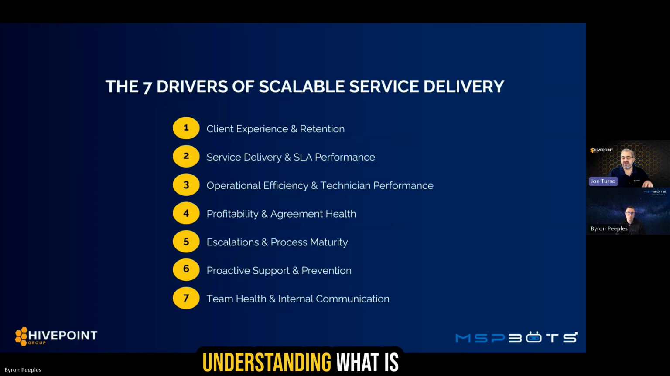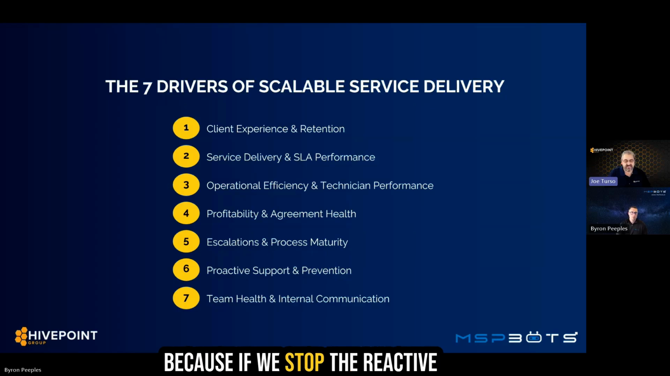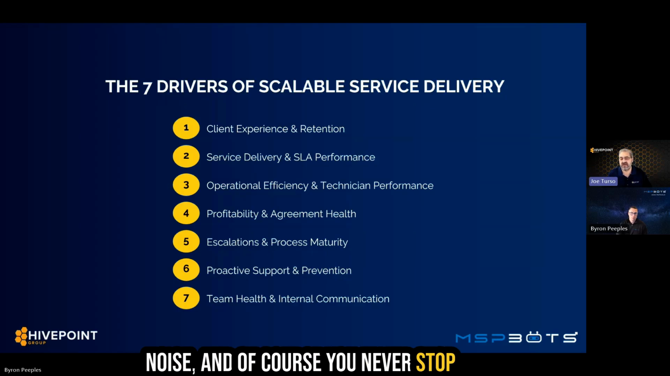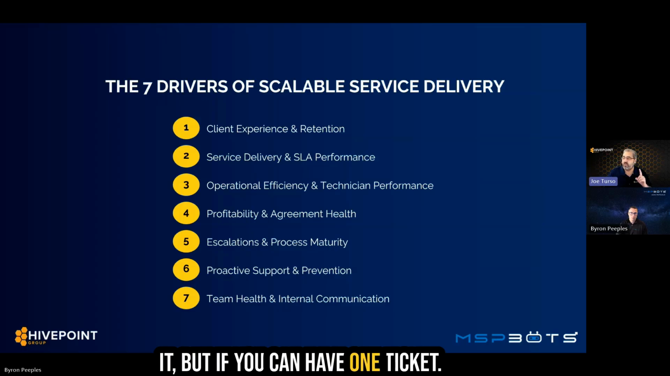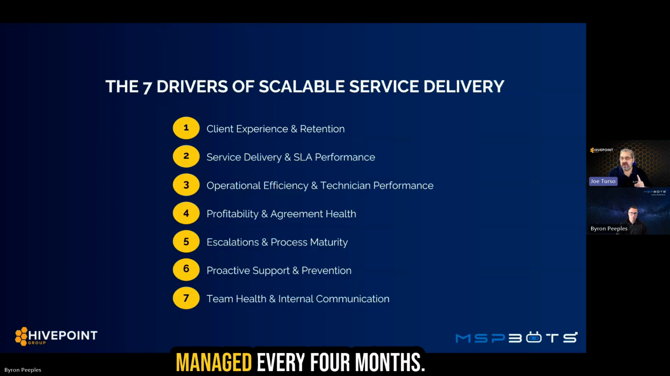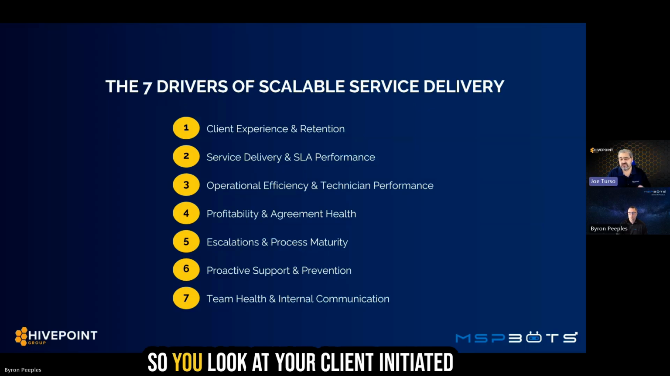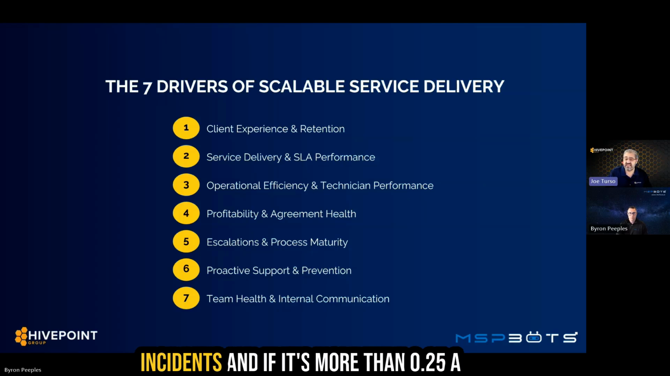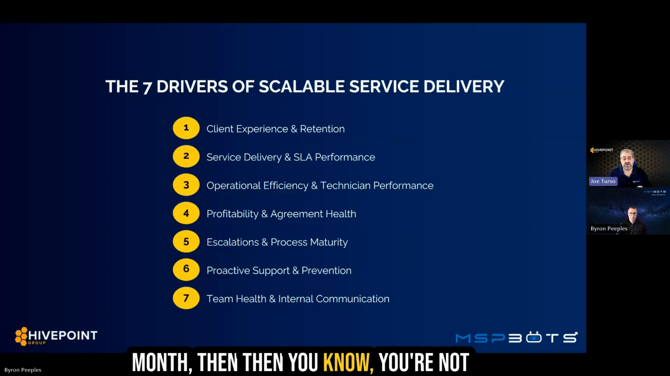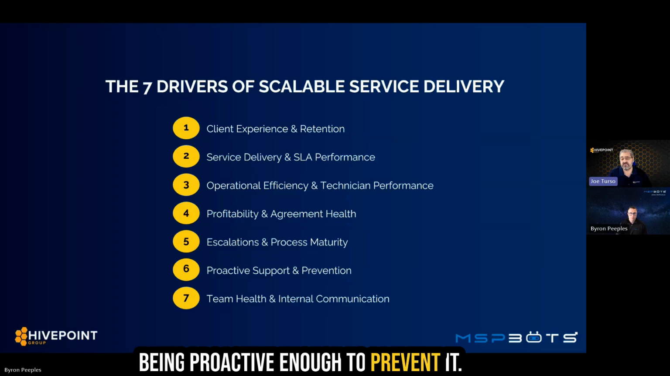Something is not right because we're getting a lot of noise from this device, this person, this application, this vendor. Understanding what is causing reactive noise, because if we stop the reactive noise, and of course you never stop it, but if you can have one ticket per end user or endpoint managed every 4 months, so that's a 0.25, then you're world class. So you look at your client initiated incidents, and if it's more than 0.25 a month, then you know you're not being proactive enough to prevent it.